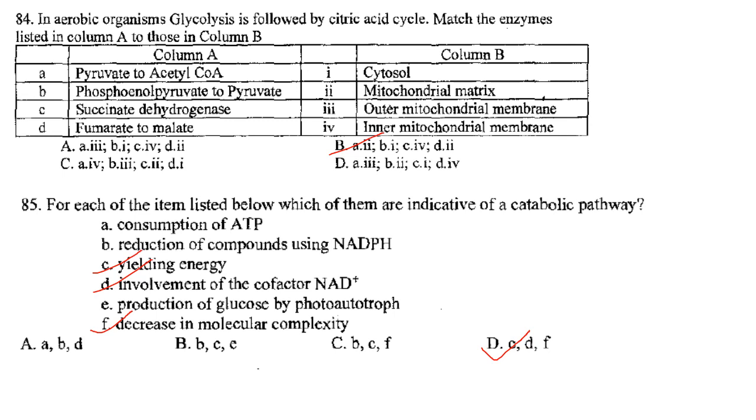Then for each of the items listed below, which of them are indicative of a catabolic pathway? So consumption of ATP, reduction of compounds using NADPH, yielding energy. That is correct. Involvement of the cofactor NAD+, that is also correct. Production of glucose by photoautotrophs, no decrease in molecular complexity. F is also correct. So C, D, F are correct. So the answer here is option D.